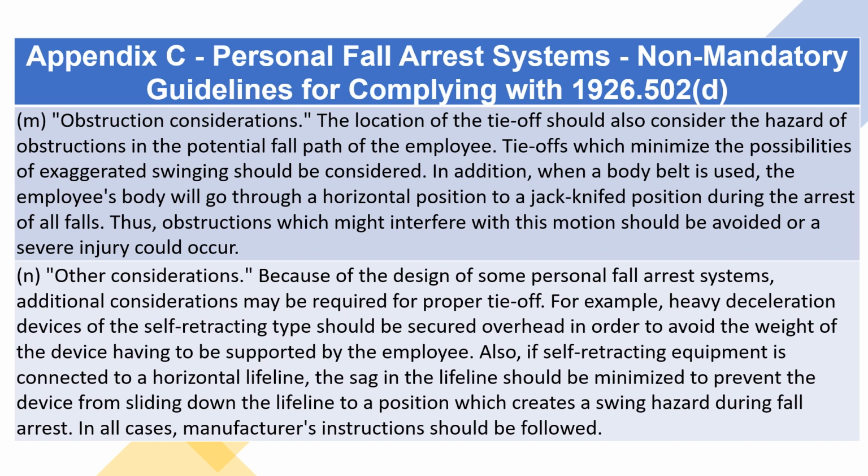N. Other considerations. Because of the design of some personal fall arrest systems, additional considerations may be required for proper tie-off. For example, heavy deceleration devices of the self-retracting type should be secured overhead in order to avoid the weight of the device having to be supported by the employee. Also, if self-retracting equipment is connected to a horizontal lifeline, the sag in the lifeline should be minimized to prevent the device from sliding down the lifeline to a position which creates a swing hazard during fall arrest. In all cases, manufacturer's instructions should be followed.